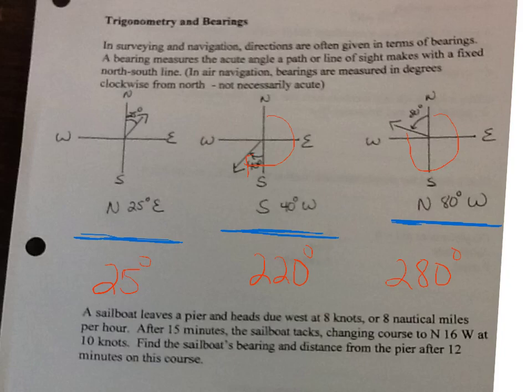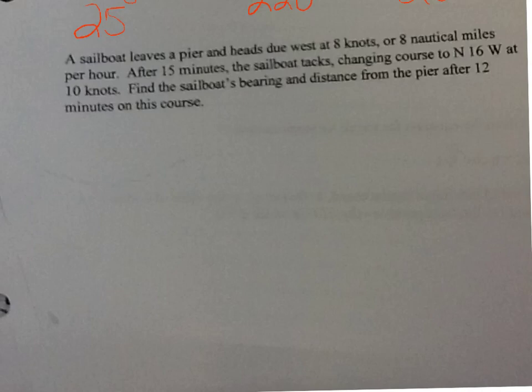Right? It tells us a sailboat leaves the pier and heads due west at 8 knots, which is 8 nautical miles per hour. After 15 minutes, the sailboat tacks. If you're a sailor, you know what that means. It's going to turn or change directions, changing course to north 16 degrees west at 10 knots. We want to find the sailboat's bearing and distance from the pier after 12 minutes on this course.